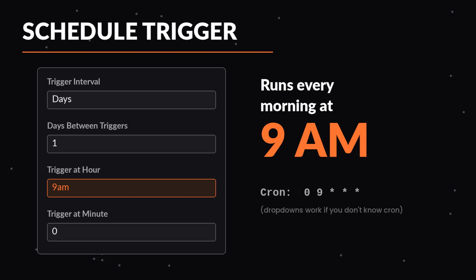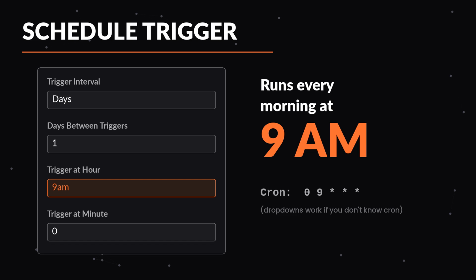Click the plus. Pick on a schedule. This is what tells n8n when to start. Default is every day at midnight. Change the trigger at hour drop-down to 9 a.m. That is run me every morning at 9. n8n shows you the cron expression underneath. If you know cron, you can write it directly. If you do not, the drop-downs work fine.